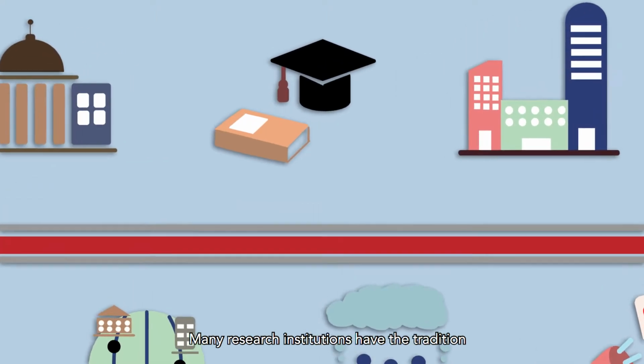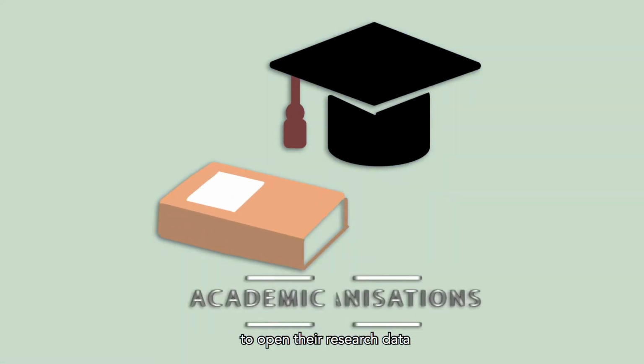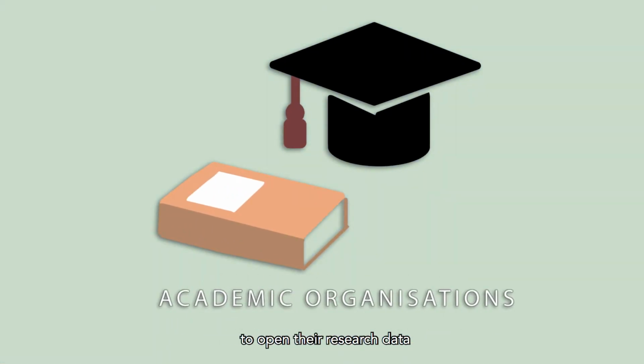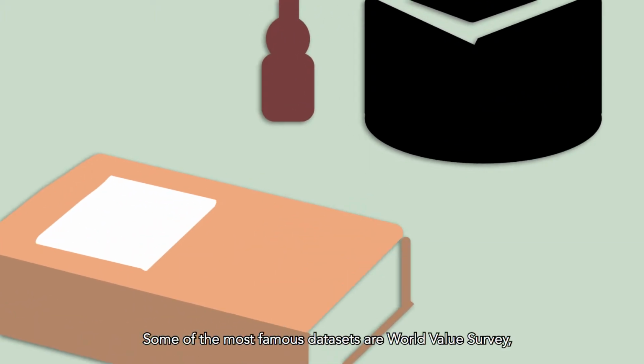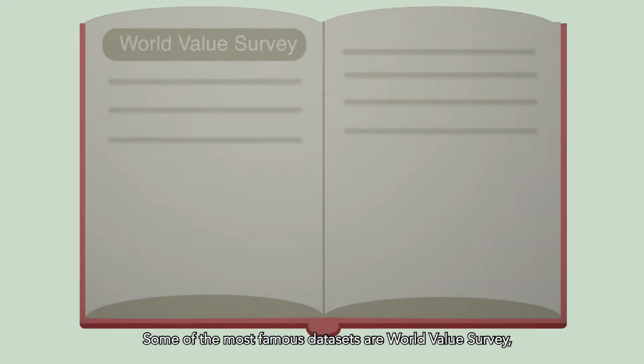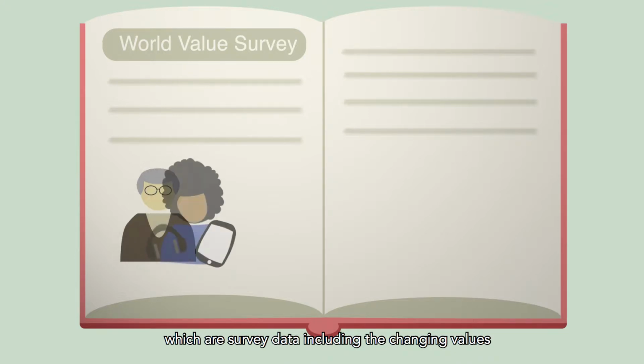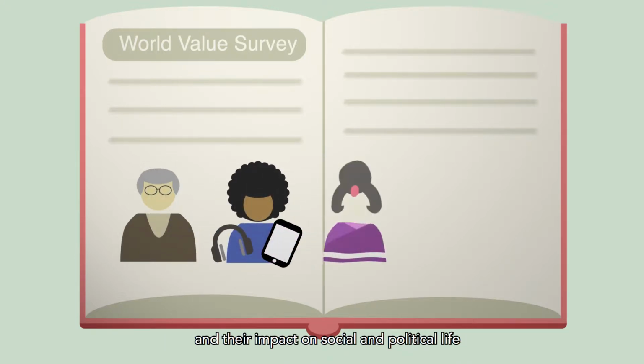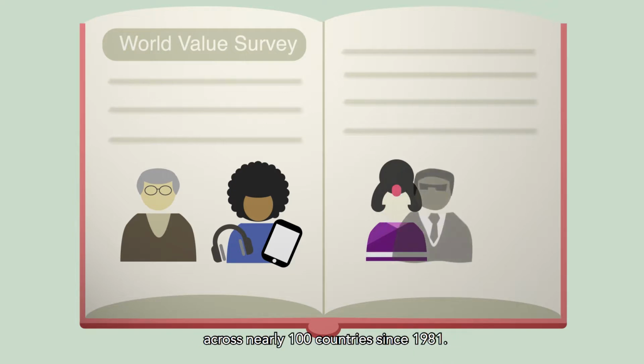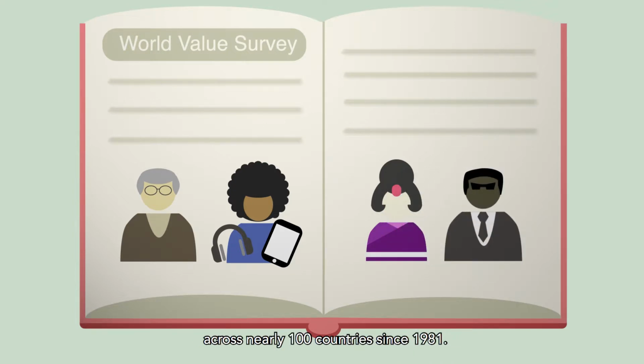Many research institutions have the tradition to open their research data for other researchers and the general public. Some of the most famous datasets are World Value Survey, which are survey data including the changing values and their impact on social and political life across nearly 100 countries since 1981.